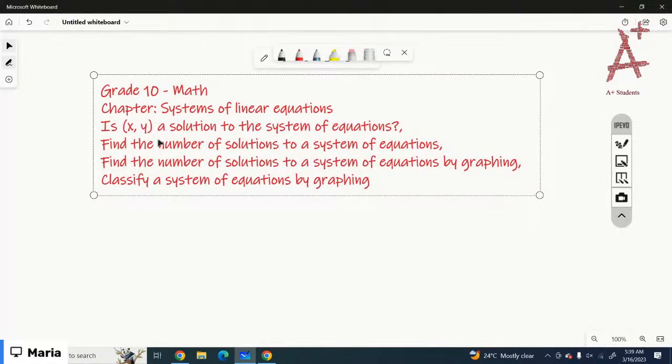The lessons we have covered today are: is x, y a solution to the system of equations? Find the number of solutions to a system of equations. Find the number of solutions to a system of equations by graphing. Classify a system of equations by graphing. So please make sure before the next session you complete all the test questions for the lessons we did today.